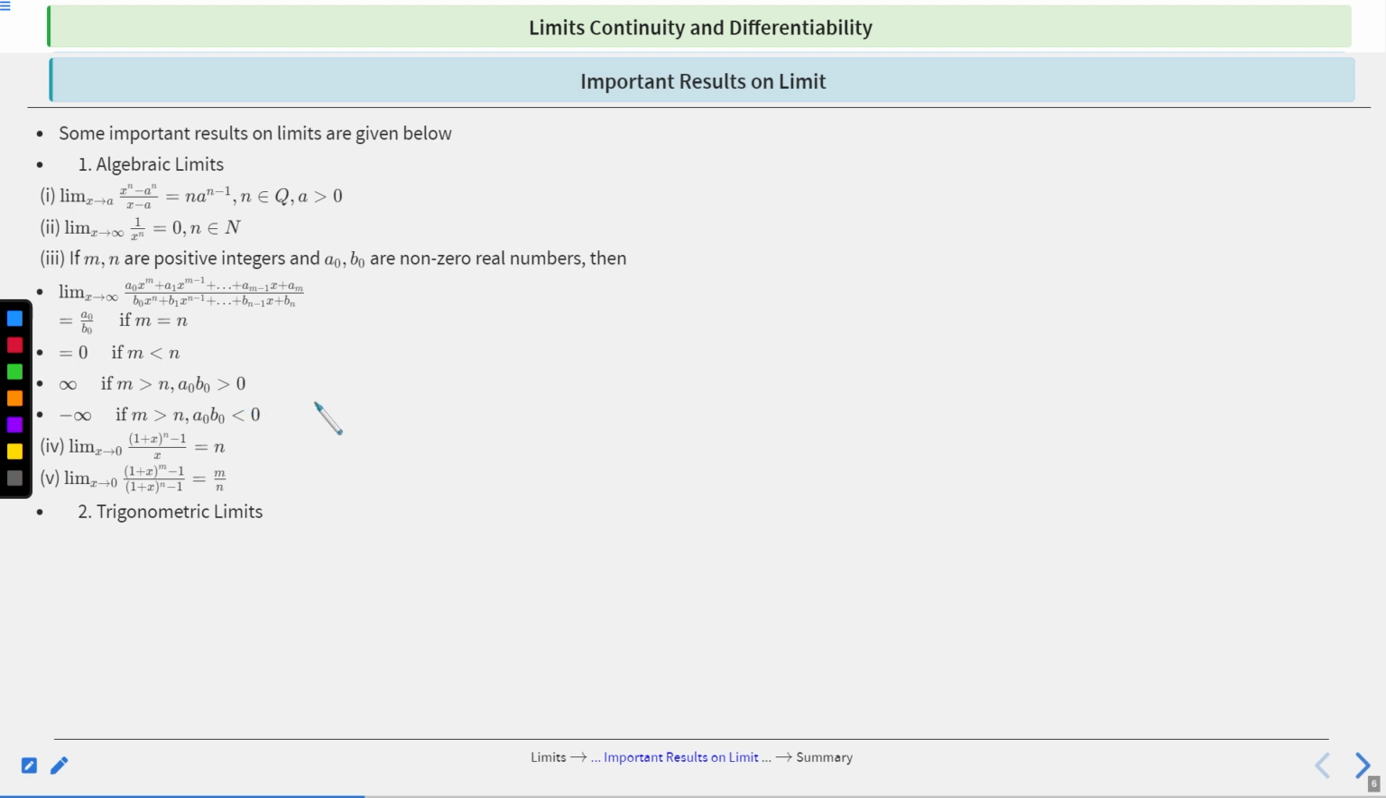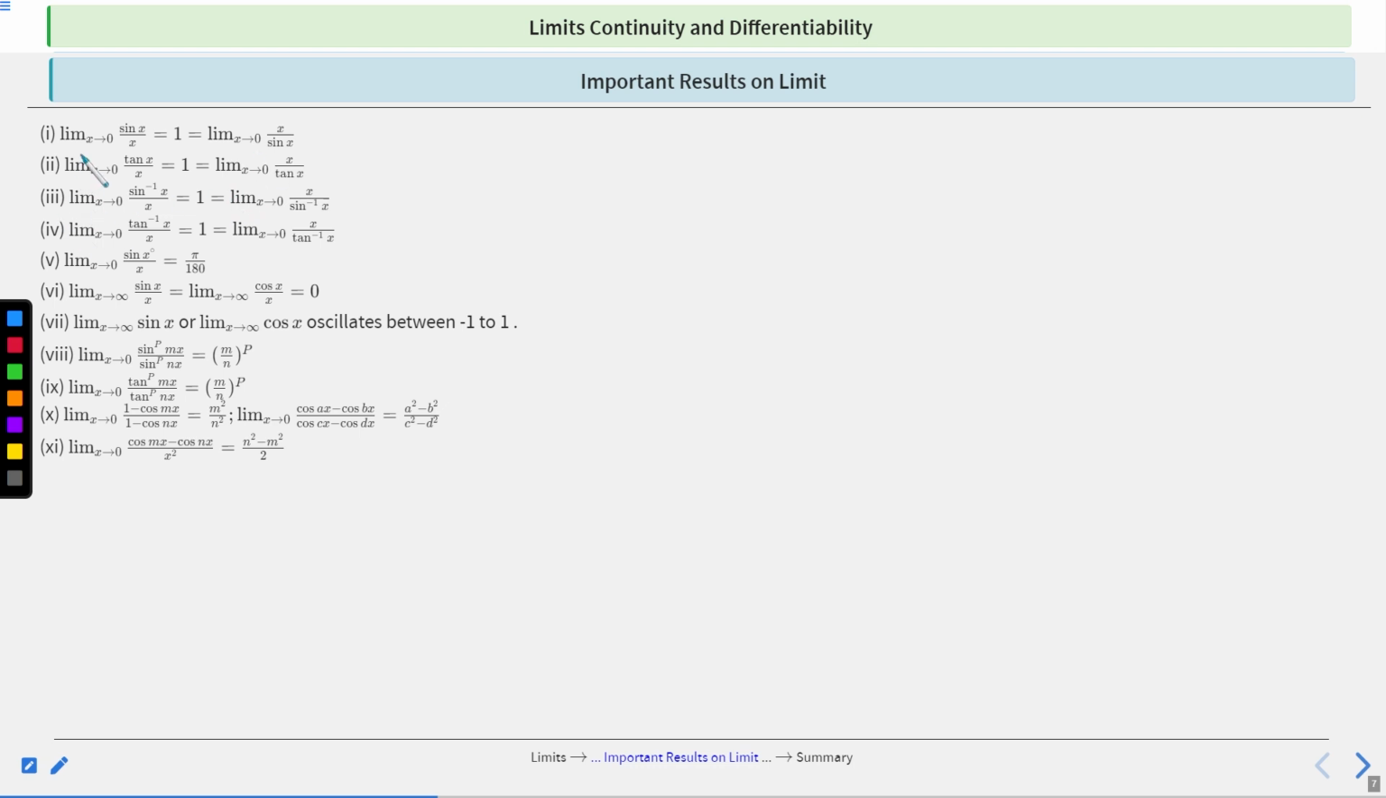So you have to remember these results. Next is limit x tending to 0 of ((1 plus x)^n minus 1) upon x is equal to n. And next one is limit x tending to 0 of ((1 plus x)^m minus 1) upon ((1 plus x)^n minus 1) is equal to m upon n.